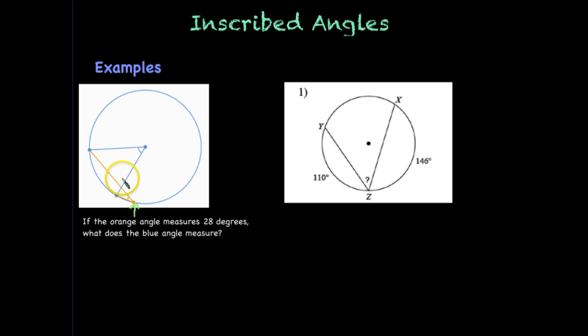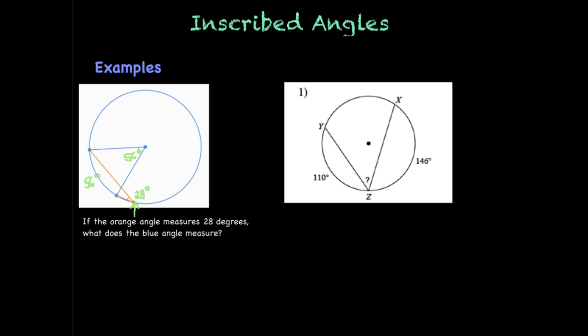So pause the tape for a second and think about that. Remember what you just learned. The inscribed angle is half the measure of the central angle. So if this angle in here is 28 degrees, then we know that the central angle is 28 degrees times 2, or 56 degrees. The arc, the intercepted arc, would also be 56 degrees.